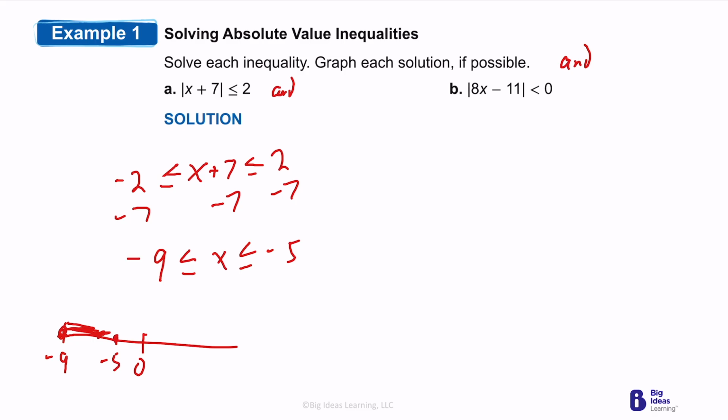All right, now your next one, this says less than 0. But if you go to your rules from the previous slide, less than 0 can't have that. So this is no solution. That's why learning the rules is very important. You save yourself so much time and trouble.